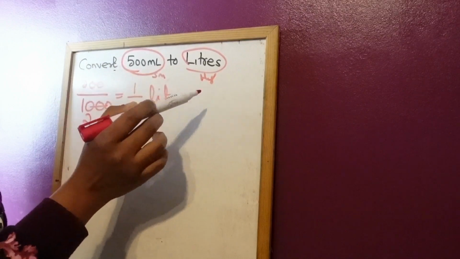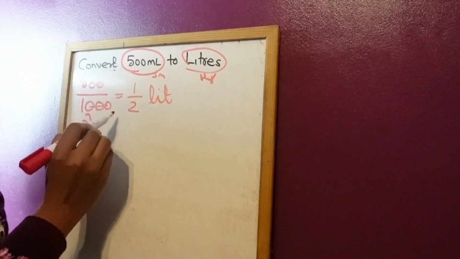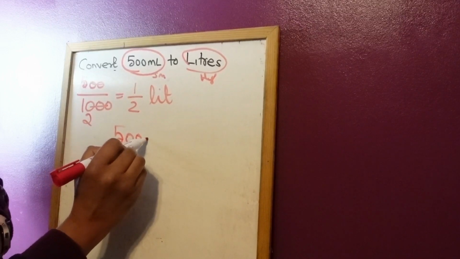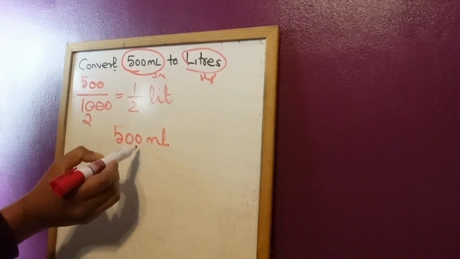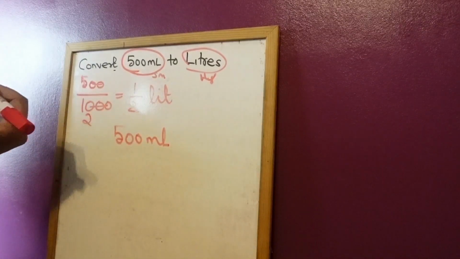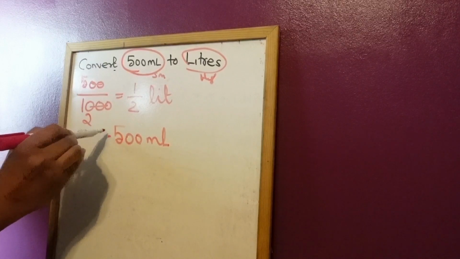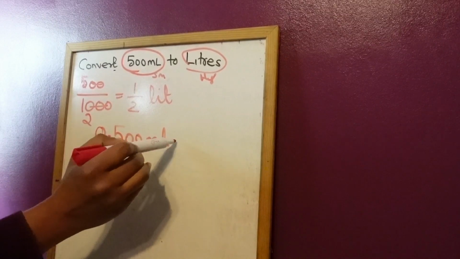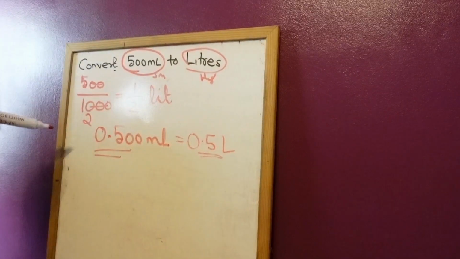The other way I wanted to explain: you have the question of how many ml you have to convert. So 500 ml. You have to move three numbers to the right, 1 2 3. Then if you put a point there and a 0, that will be the answer. That means 0.5 liter.